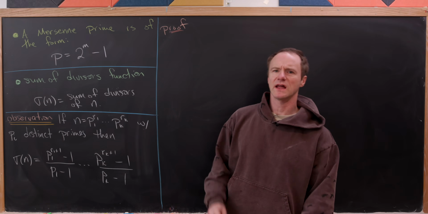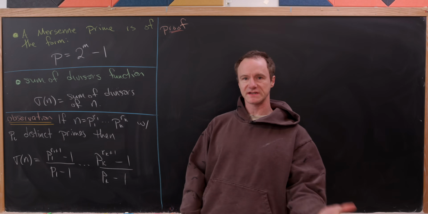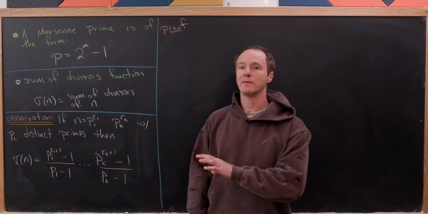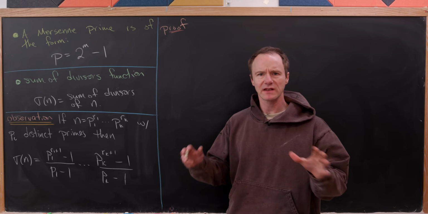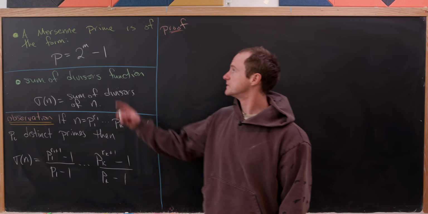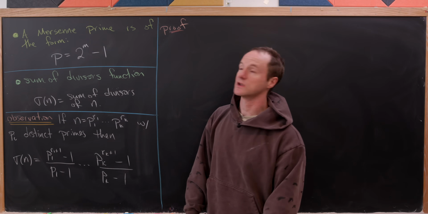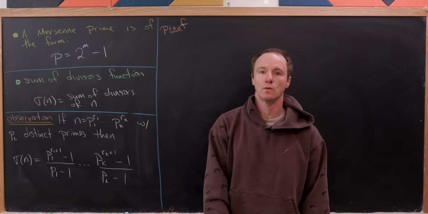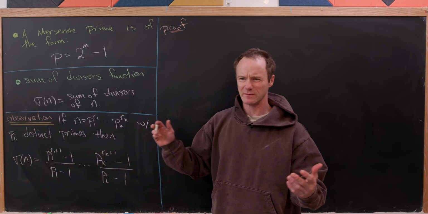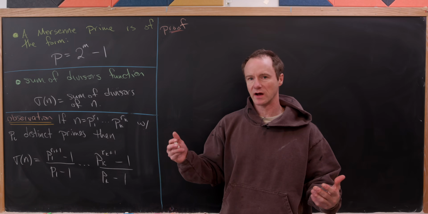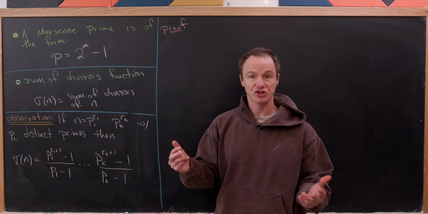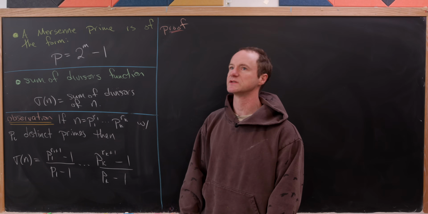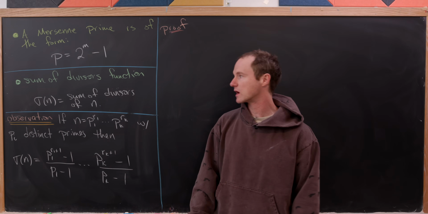Today I want to look at a nice relationship between Mersenne primes and the sum of divisors function. But let's recall what those are first. A prime is called a Mersenne prime if it's of the form 2 to the m minus 1. These are maybe the most popular type of primes. In fact, I think the largest known prime is a Mersenne prime. There's a big internet search for Mersenne primes.